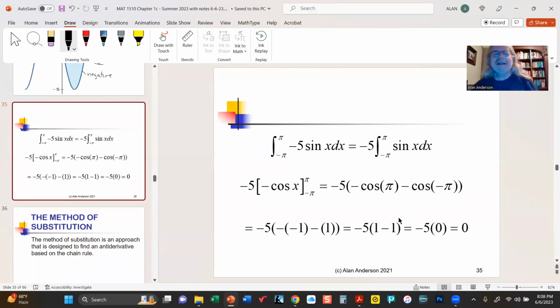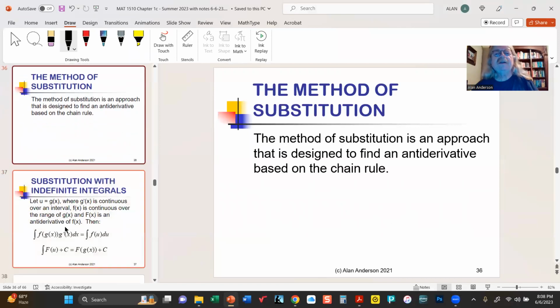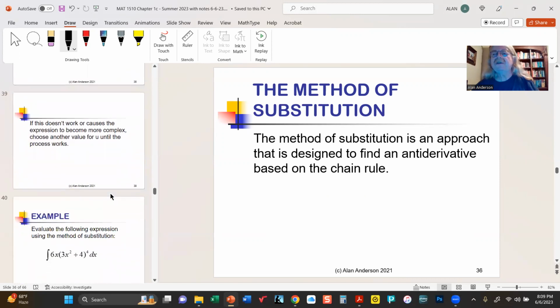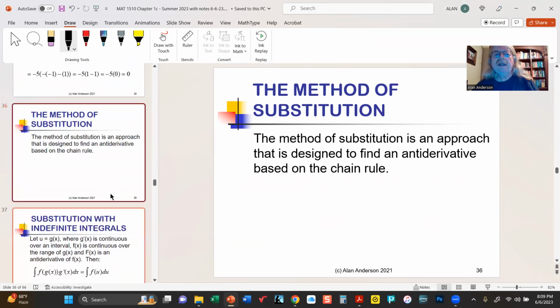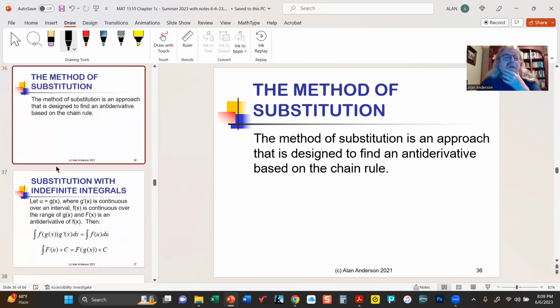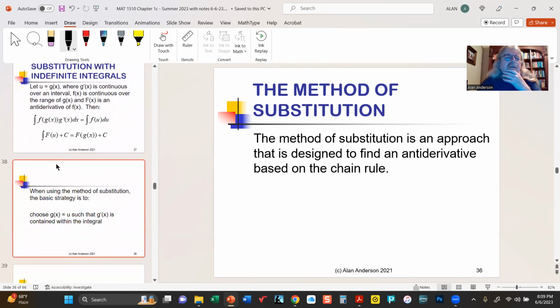Now, this next technique, the method of substitution, I think you'll find that you're going to get an awful lot of use out of this one. It just seems to show up often. I mean, constantly. It's everywhere. It's amazing how often this proves to be the best technique for any problem you might run into. So think of it as a strategy.